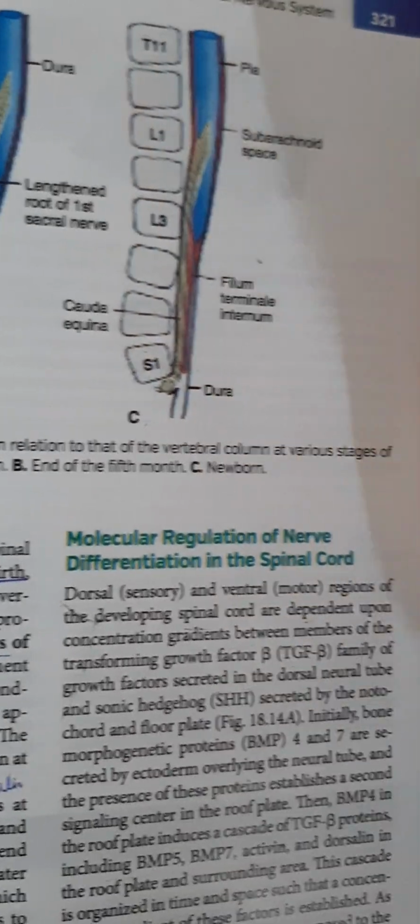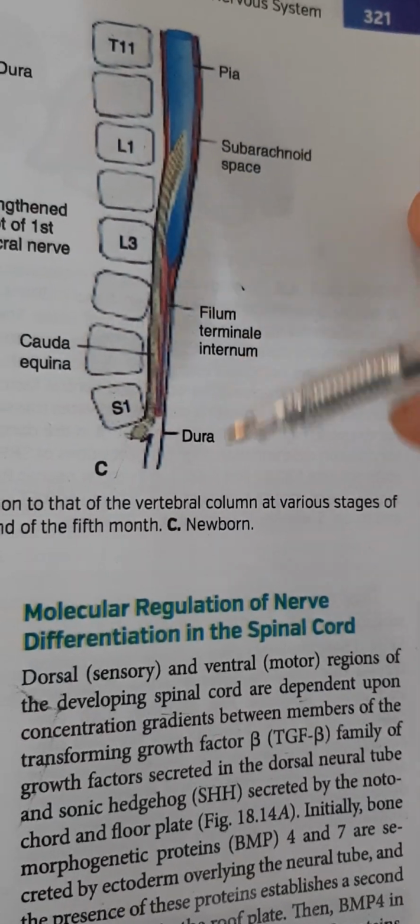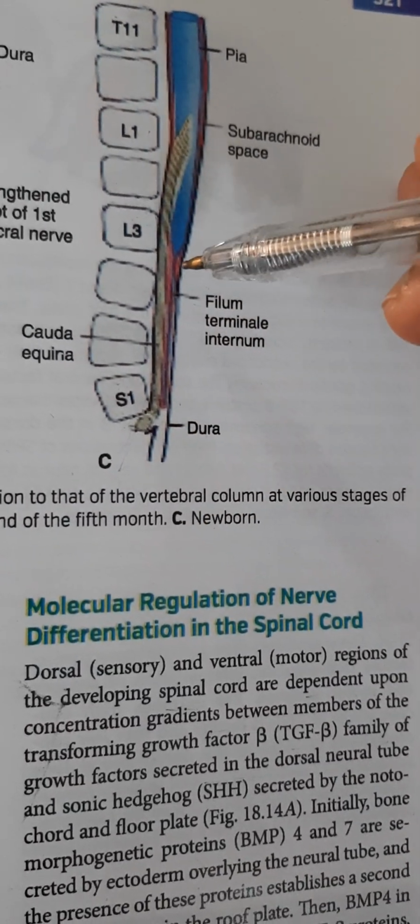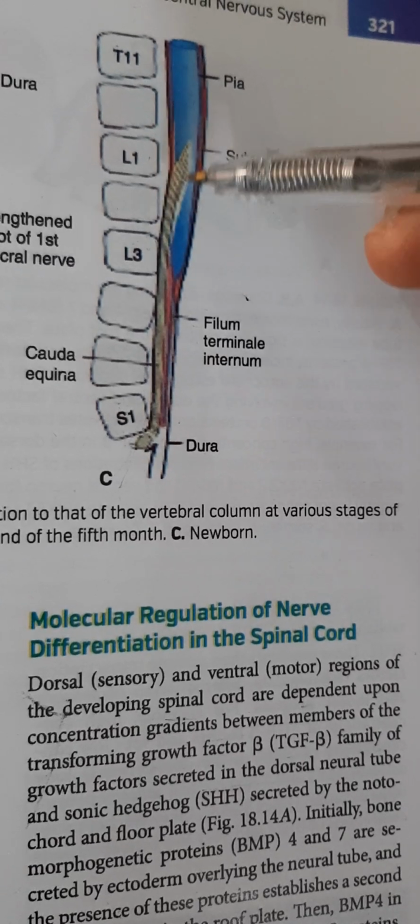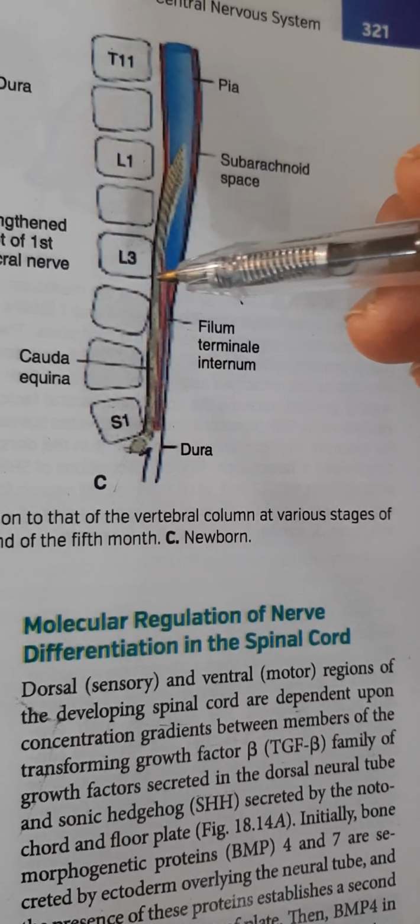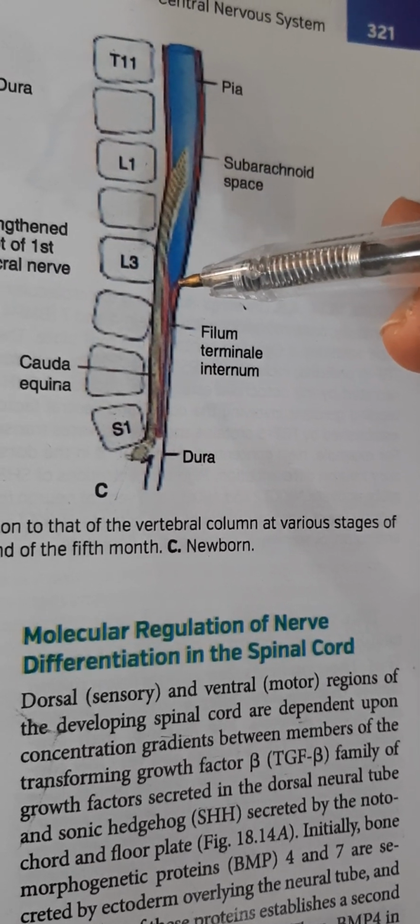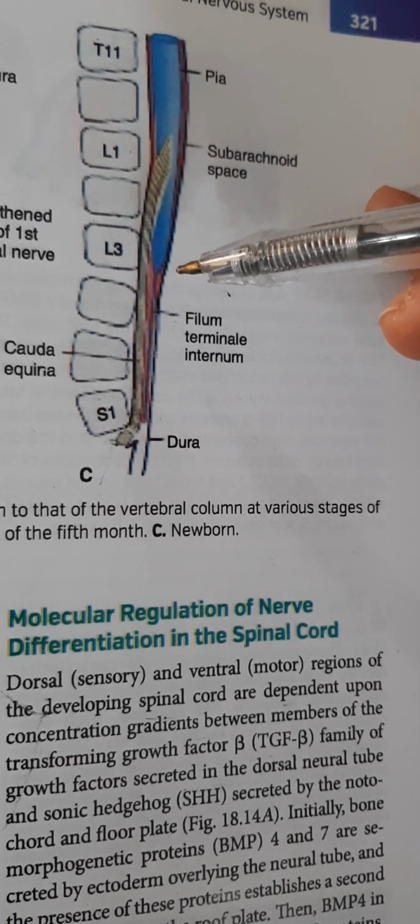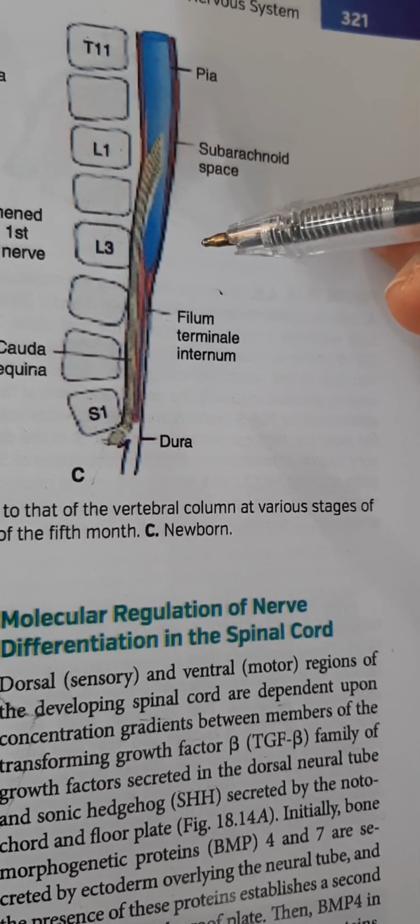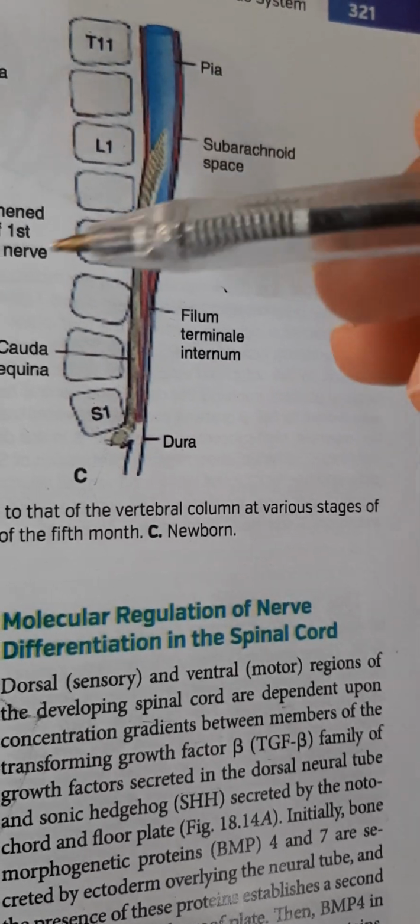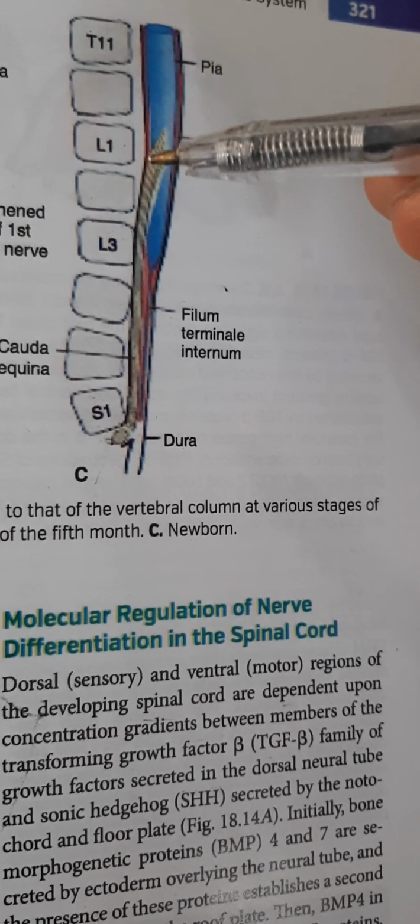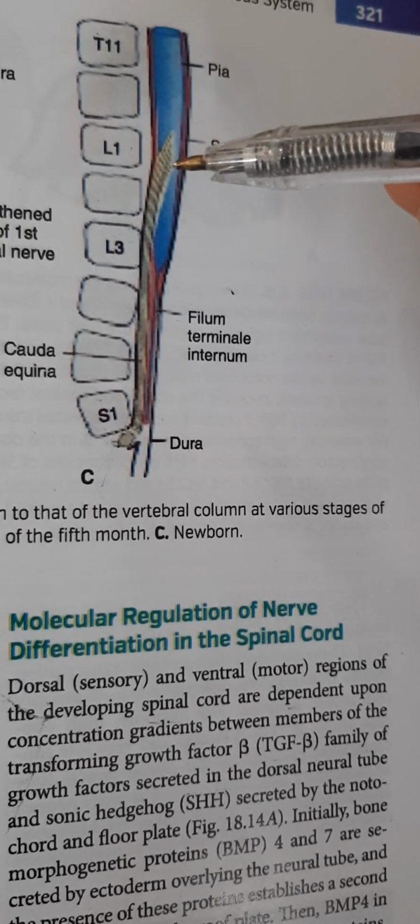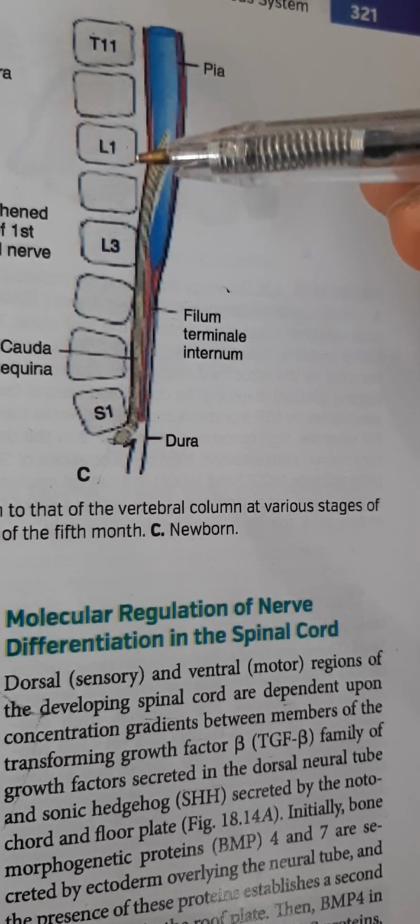And in the case of birth, what happens now? This is for a newborn. You can see where the spinal cord lies, this blue one is the spinal cord, at the level of the L3 vertebra. And let me tell you an additional thing: in adults, the spinal cord will lie somewhat here, between L1 and L2.